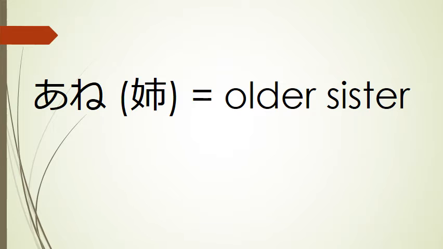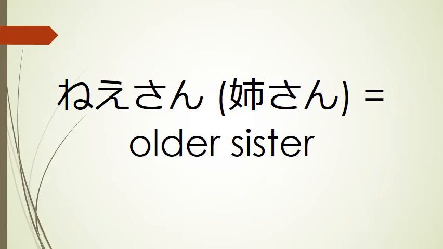Similarly, ane means older sister. But we can also use the word nee-san, which also means older sister.